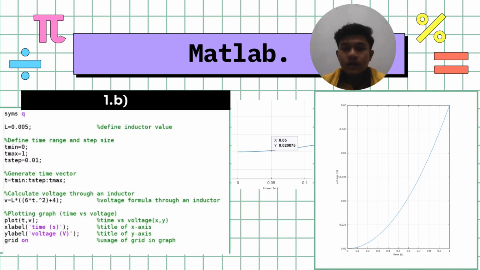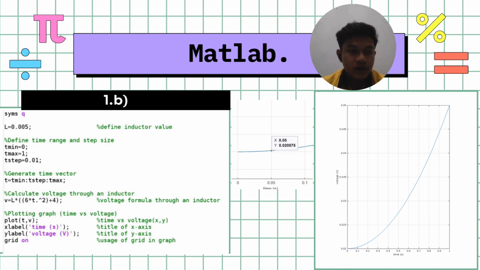Okay, now for the second part of question 1, which is question B: find the voltage across the inductor as a function of time, plot the graph of the voltage versus time, and calculate the voltage value when t equals 50 milliseconds. The first thing that we need to do is define the inductor value because it will be used in the voltage formula. Same as the first question, we need to define the time range and step size, generate the time vector, and also calculate the voltage through an inductor using the formula V equals L times the derivative of the current.